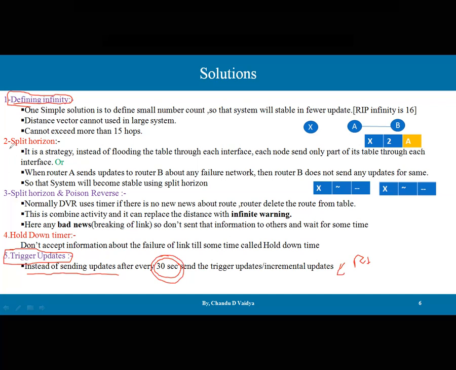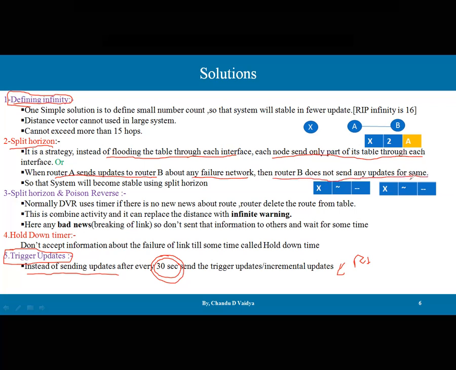Then there is a major solution, the split horizon solution. What happens over here? The strategy is that instead of flooding the table through each interface, each node sends only part of its table through each interface. So instead of sending the entire table, guys, only send the updated information, whatever is required and whatever has just happened. For example, when router A sends an update to router B about a network failure, B does not send any update for the same back.